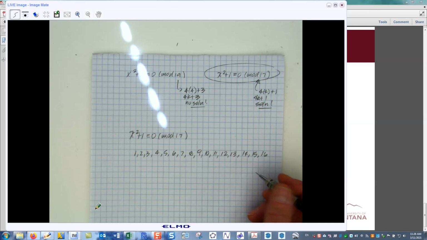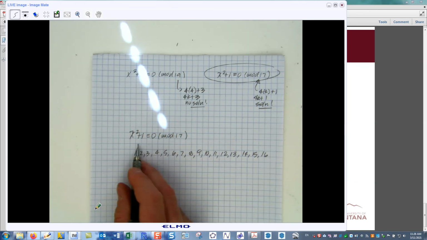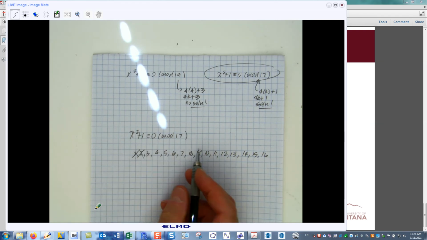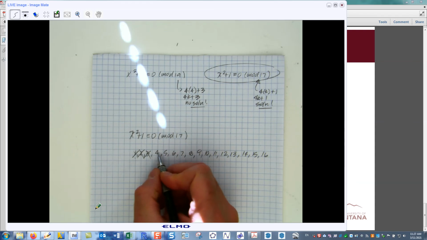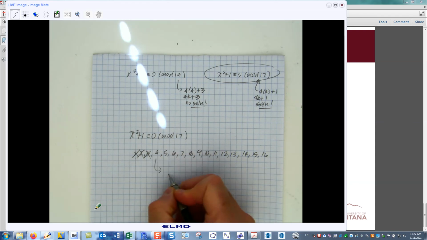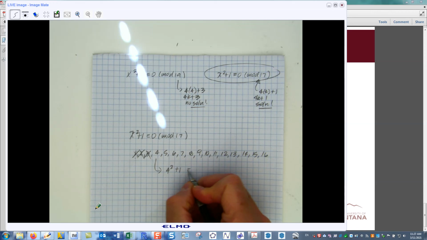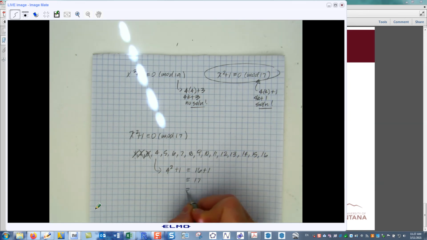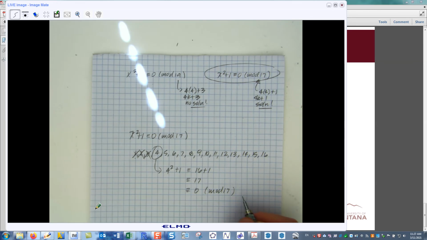And it turns out that 4 works out really well. Well, 1 squared plus 1 will not work; that's congruent to 2. 2 squared plus 1 is congruent to 5, so that doesn't work. 3 squared plus 1, well, that's 9, 10, that's congruent to 10, doesn't work. But it turns out 4 squared does work, right? Because 4 squared plus 1 is going to be 16 plus 1, which is congruent to 17, which is congruent to 0 mod 17. So we found one of the solutions in 4.